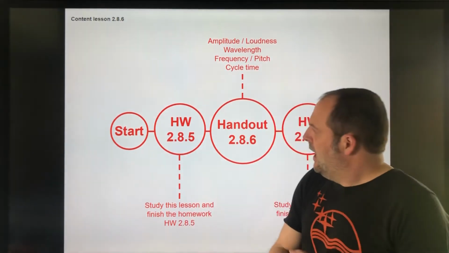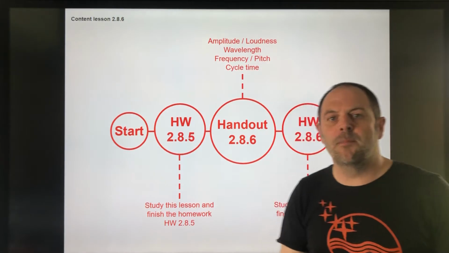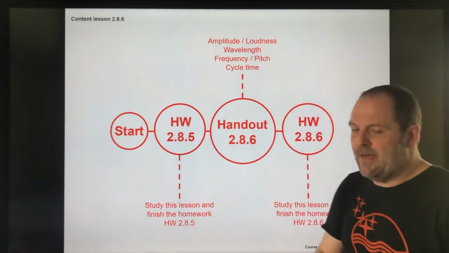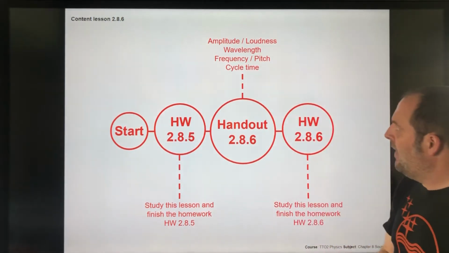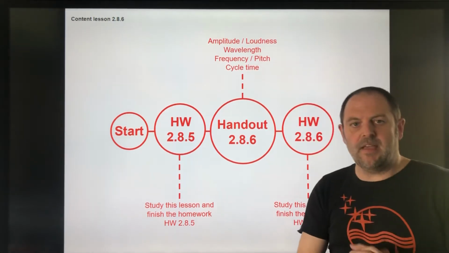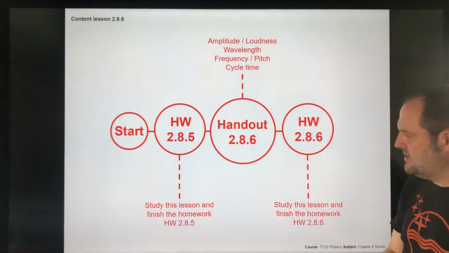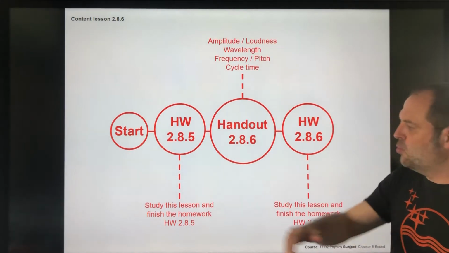In this lesson I want to focus on two homework questions from the previous lesson, and I created a handout that is attached to this movie and that is about amplitude, wavelength and that kind of things. There is some homework for next lesson, so make sure that you finish that as well.